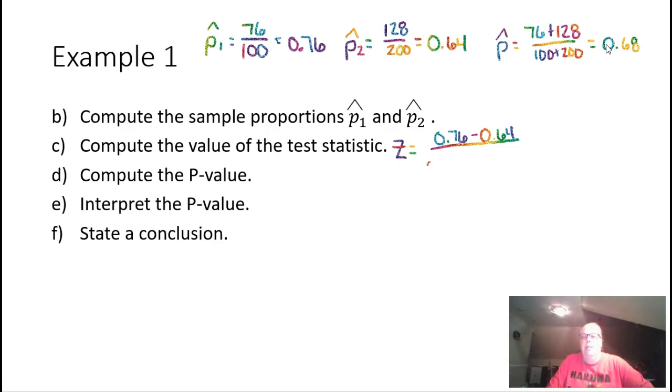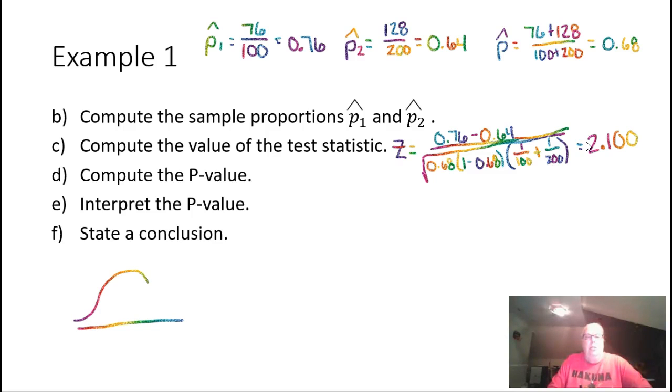So the denominator here is going to be 0.68 times 1 minus 0.68 times 1 over 100 plus 1 over 200. And then we're supposed to square root everything down here in the denominator. All right, let's put this in the calculator and see what we get. My calculator, when I round it, is giving me 2.100. Now it's asking me to compute the p-value. All right, so we're going to need to draw a picture here.